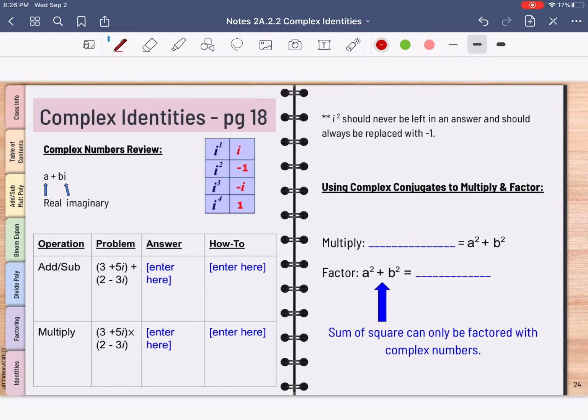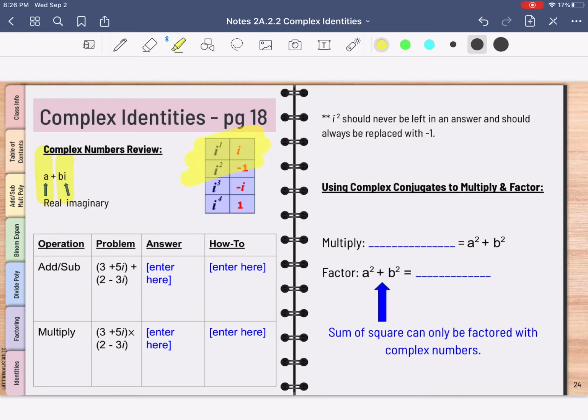We're going to do like a little mini review about complex numbers and then talk about the identities. There's two of them, but we'll talk about how they're the same thing. So complex numbers, there's two parts. That's why they're complex. There's a real portion. That's your A term. And then there's an imaginary portion. That's your BI term. So the part that has an I, that's imaginary.